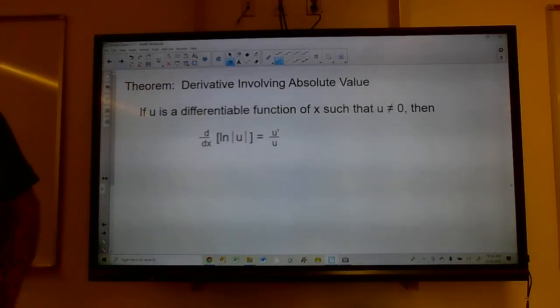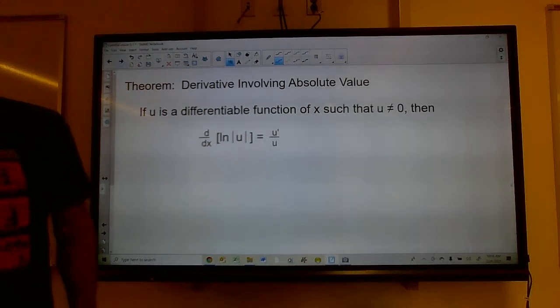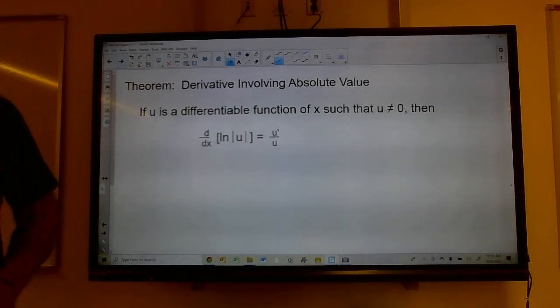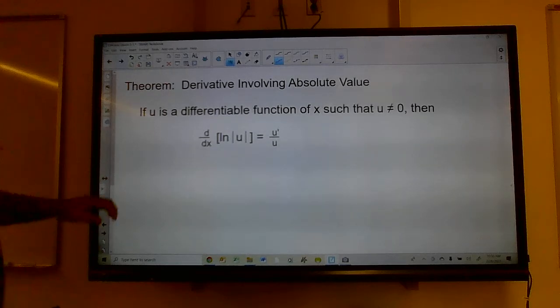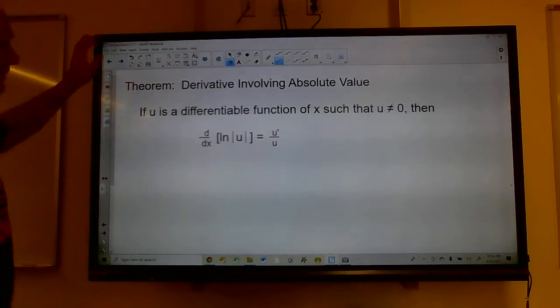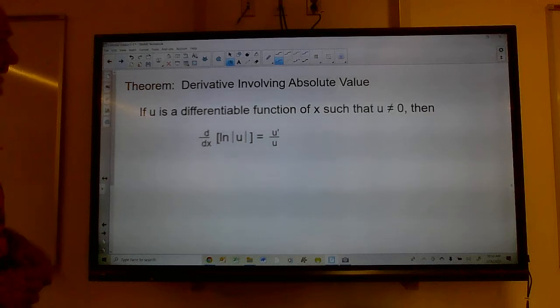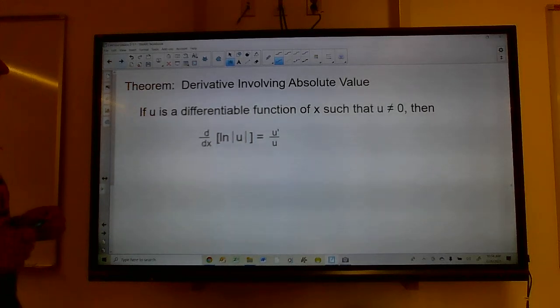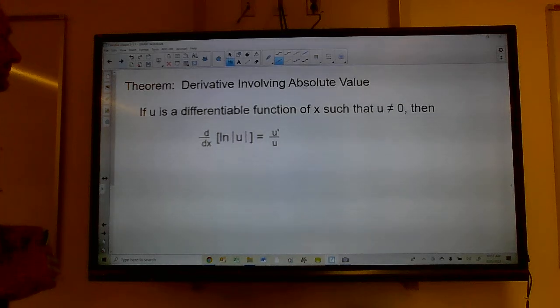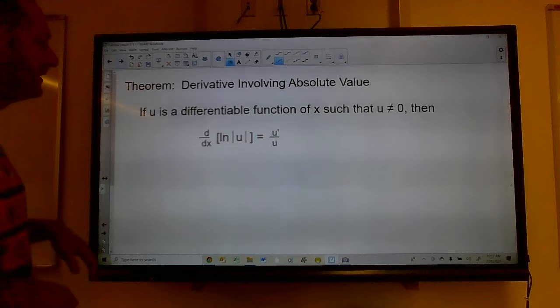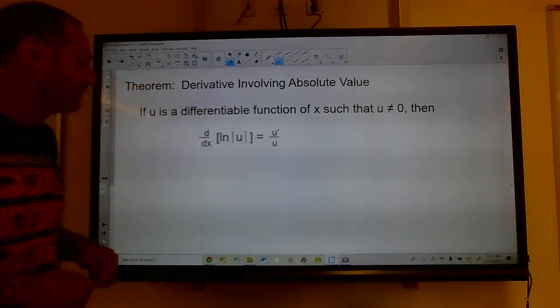Okay, derivatives involving absolute values. So this is getting a little bit tricky here. If u is a differentiable function of x such that u is not equal to 0, then the derivative of the natural log of the absolute value of u is equal to 1 over u times the derivative of u.